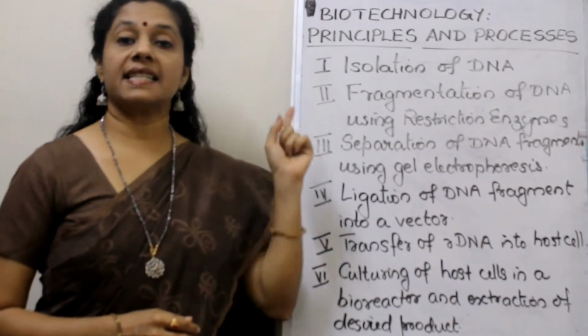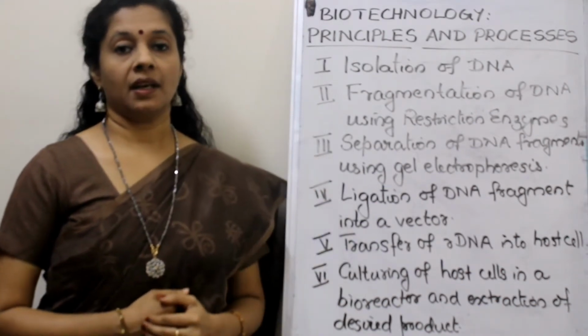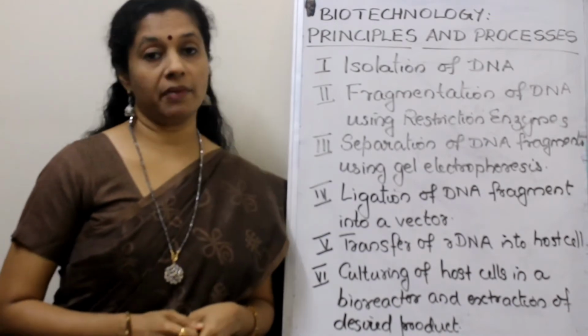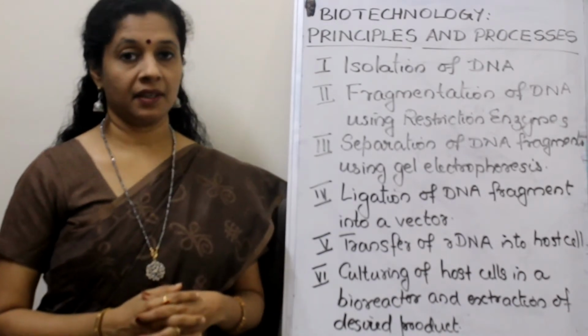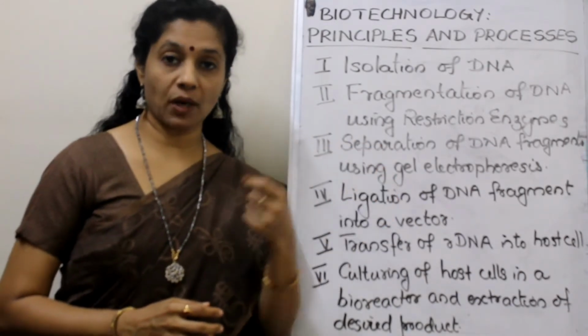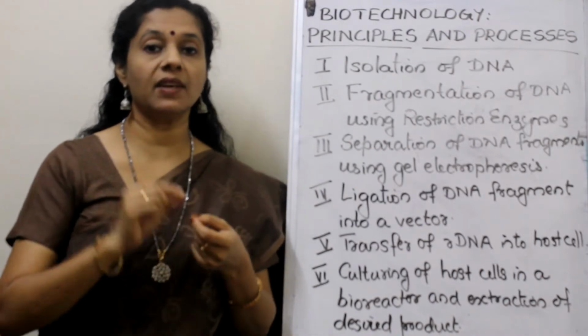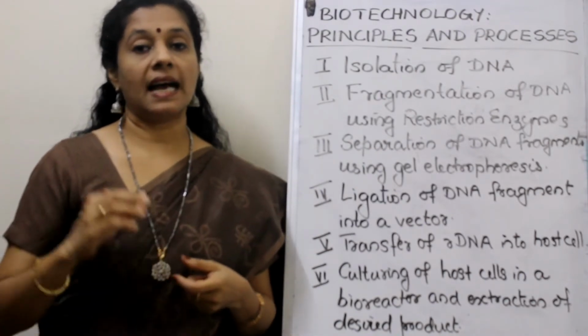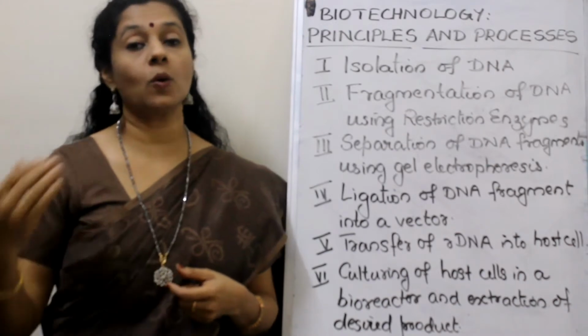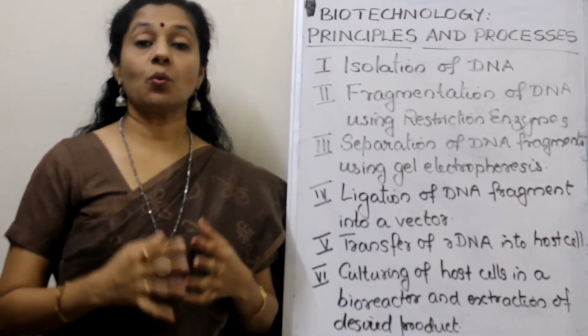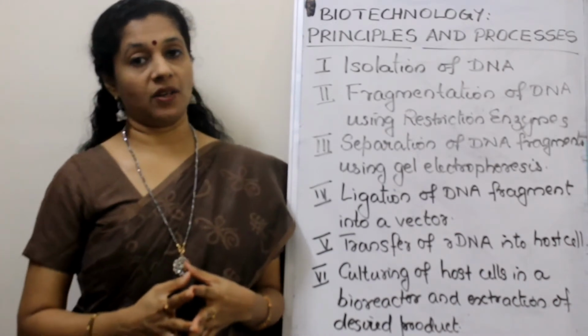rDNA technology has different processes where we are making a new combination, recombinant DNA. We are taking a desired gene from one organism and giving it to another organism, and the gene will start expressing in the host organism. So what are the steps in rDNA technology?